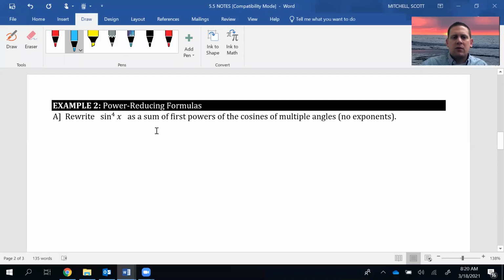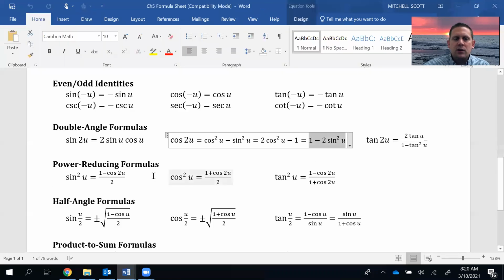All right, let's take a look at the power reducing formula question. All right, so rewrite sine to the fourth as a sum of first powers of cosines of multiple angles. So we're not allowed to have any exponents that are higher than 1. There's obviously always going to be exponents of 1, but no exponents of squared, cubed, to the fourth. Okay, so here's our power reducing formula. Now we have something to the fourth, but we only have squared power reducing formula. So we're going to use this one.